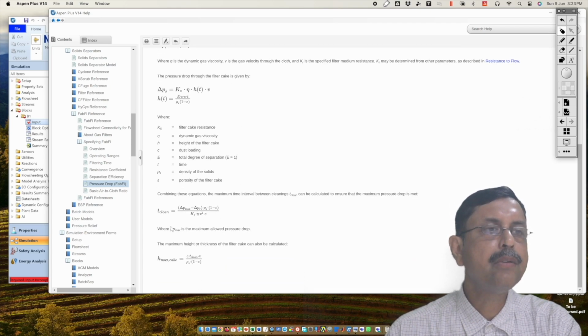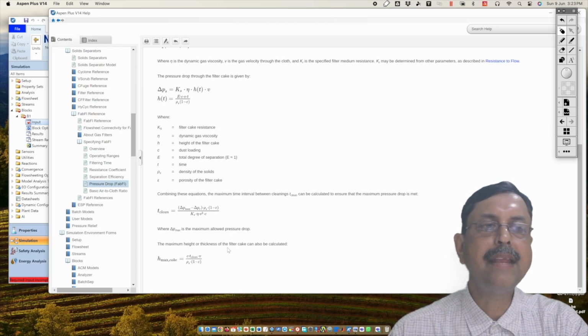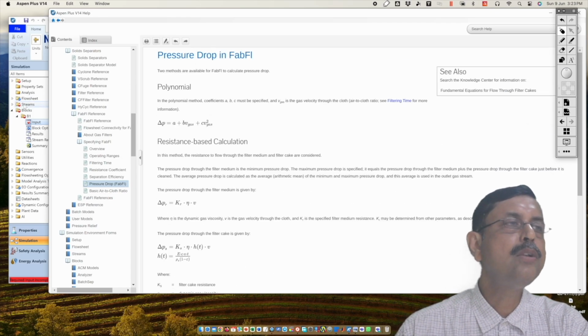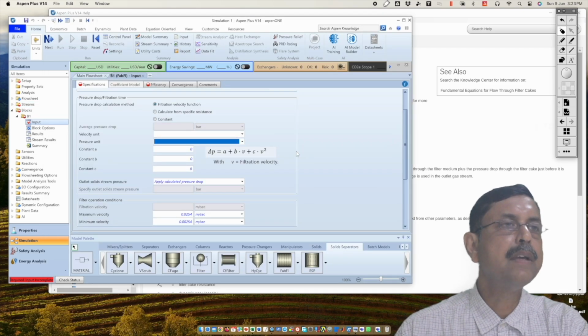Combining this equation, you can find the maximum time interval between the cleanings, that is T clean. It can be calculated over here. So delta P max is the maximum allowed pressure drop. And the maximum height or the thickness of filter cake also can be calculated from this equation. So you need to provide this information over here. So this is by the filtration velocity function.